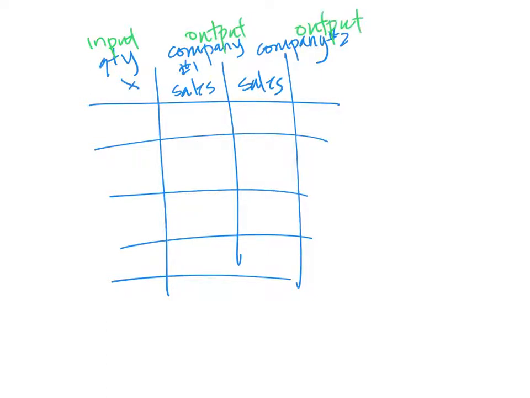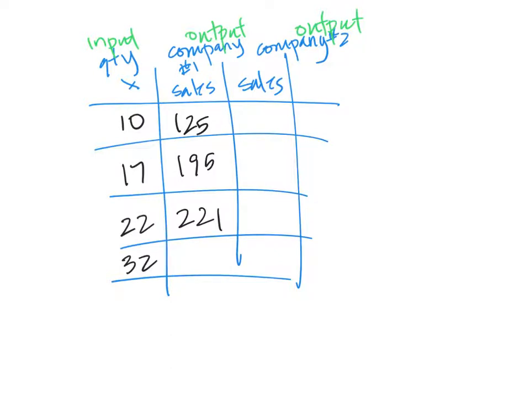So when we do this, I'm just going to make up these numbers, you guys. Literally make them up. So let's just say I have 10, 17, 22, and 32. That's our quantity of items. Okay, so for the output, I'm really going to make this up, you guys. Let's say it's 125. Let's say it's 195. Let's say it's 221. And then let's say it is 250. That's the output for company 1.